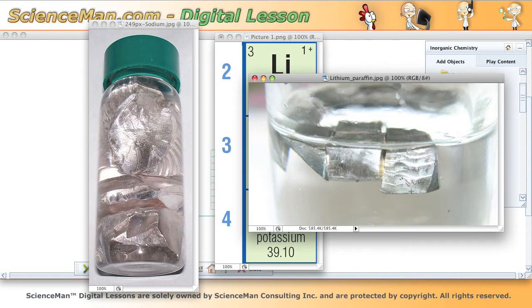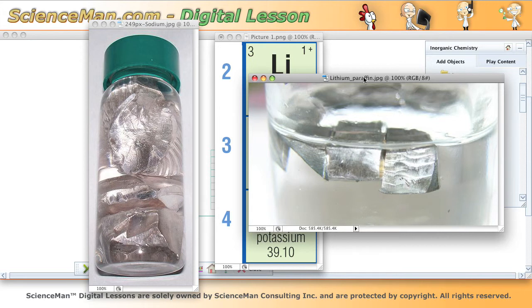Silvery gray, soft, easy to cut, conducts electricity. And if you were to look at potassium, it would be pretty much the same as well. And another interesting characteristic of these elements is that they react vigorously with water.